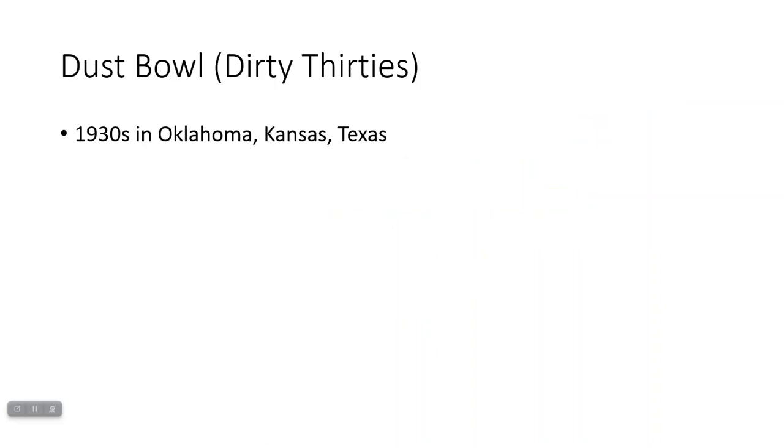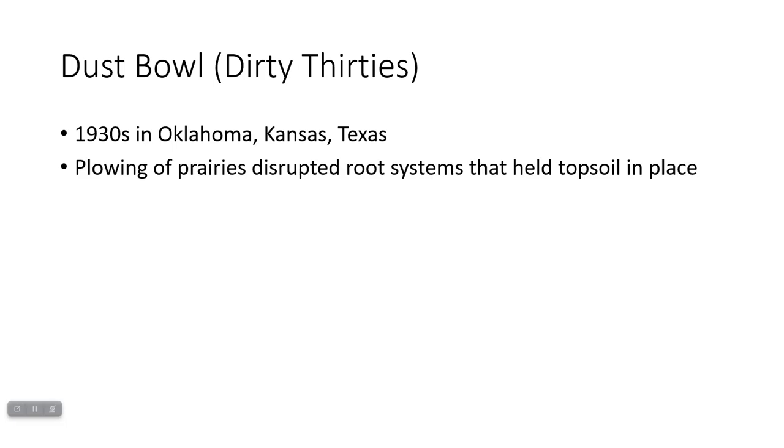What are some of the major consequences of erosion? Well, one of them was the Dust Bowl, otherwise known as the Dirty 30s. In the 1930s, in the Great Plains regions, due to poor soil management as well as a long-term drought, there was massive erosion. Before humans moved in and started intensive farming in the area, the grasses that lived there had very deep root systems that held topsoil in place.